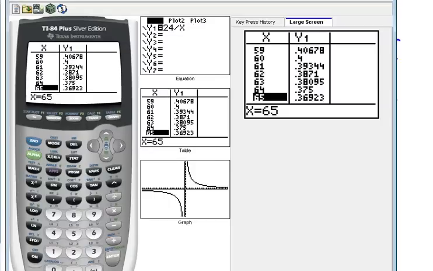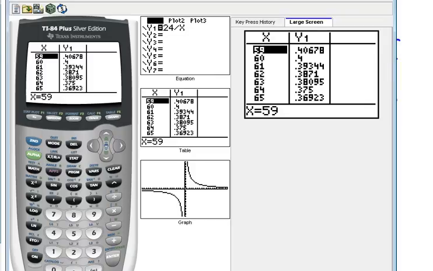I think there's a way to plug in values for x, like, oh, let me do that. No, I don't. I'll figure that out. You can choose your value for x, and it'll tell you.